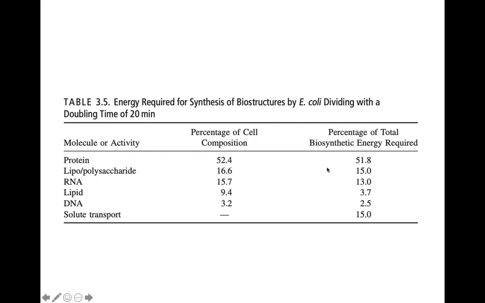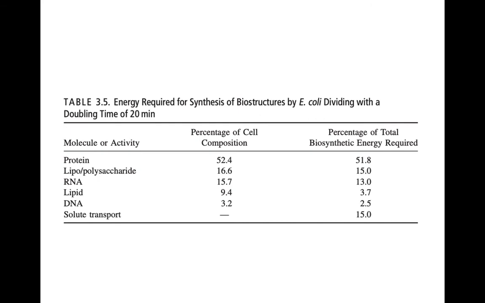And as you can see, proteins are the number one. Almost half of the energy produced by a microbial cell is dedicated, actually more than half, 52% of the biosynthetic energy produced by a cell at a given point in time will be diverted to protein production, to gene regulation for protein expression, and the others will follow.